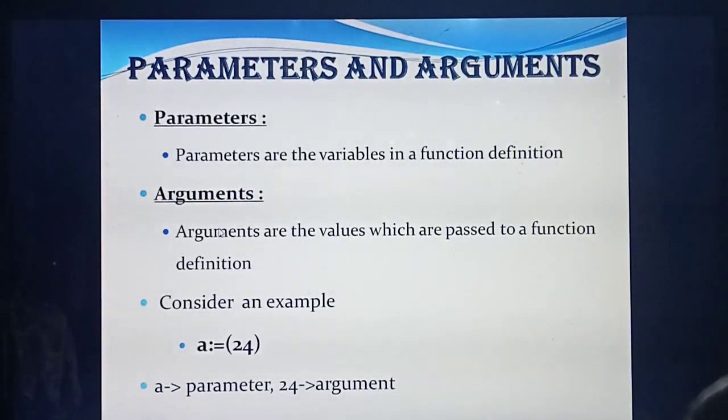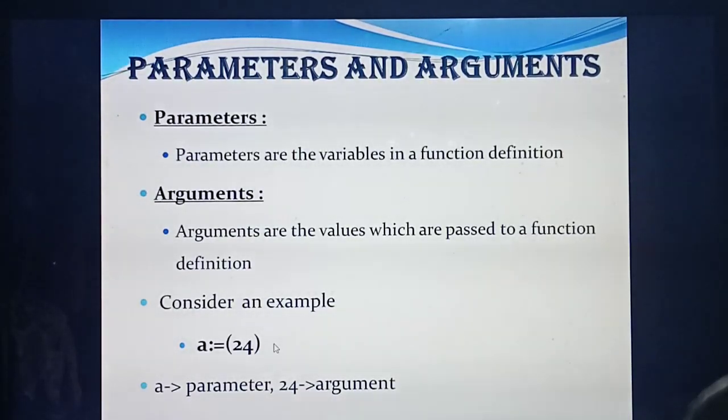Then what's the definition of arguments? Values you are using in the function definition. Values are nothing but numbers. The numbers you are using in the function definition are called arguments. What's the value you are using? 24. So 24 is the argument. Understood? Sometimes they will give a function definition like this and ask you to identify the parameter and argument.